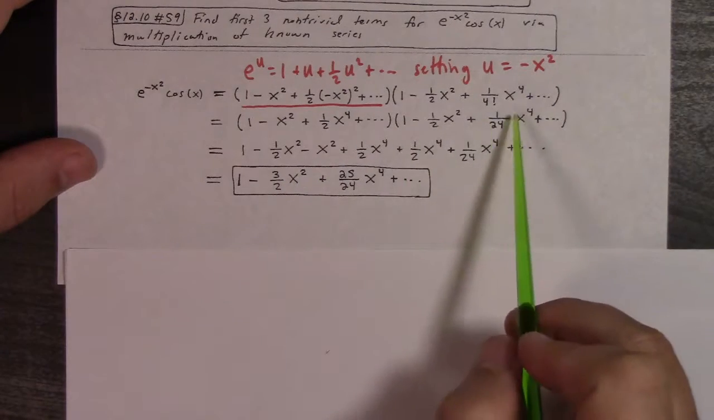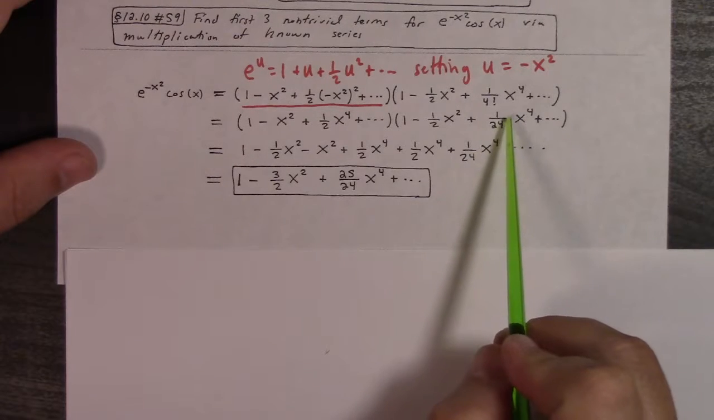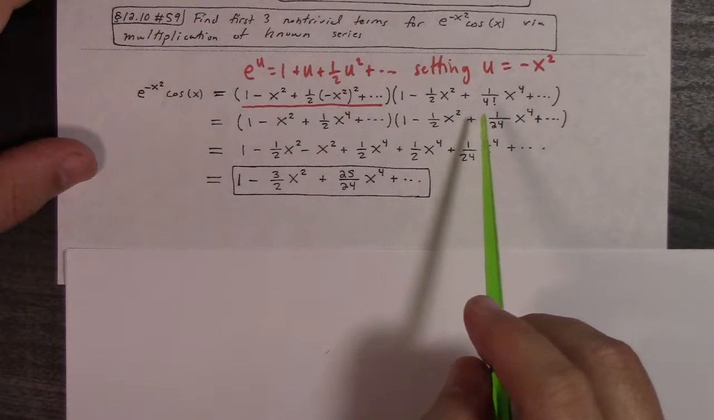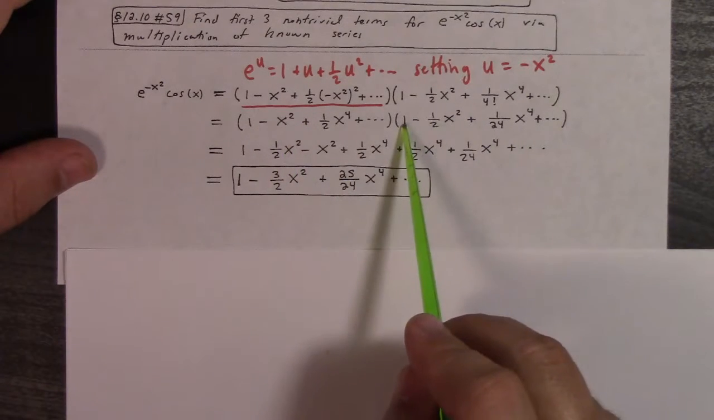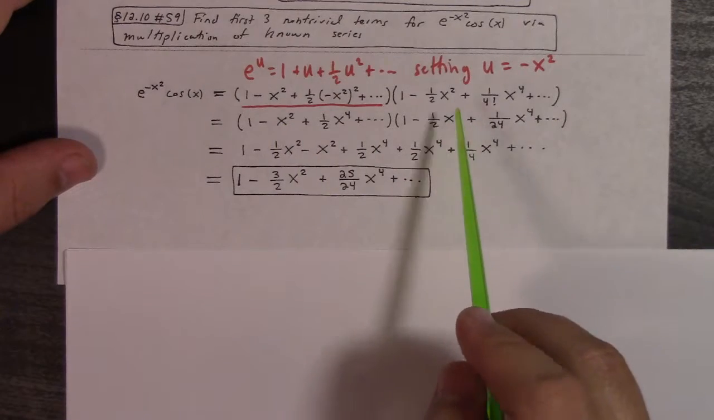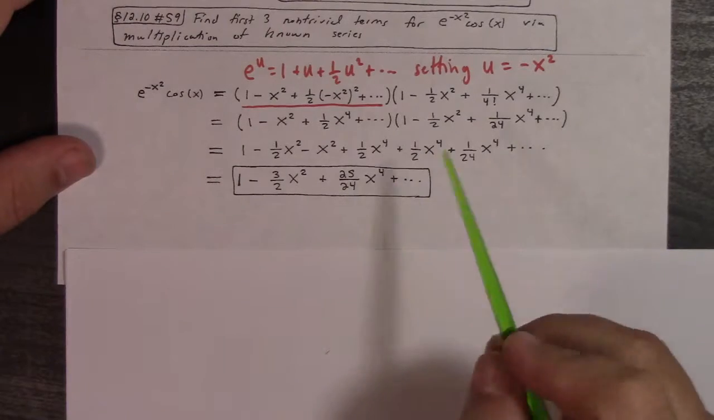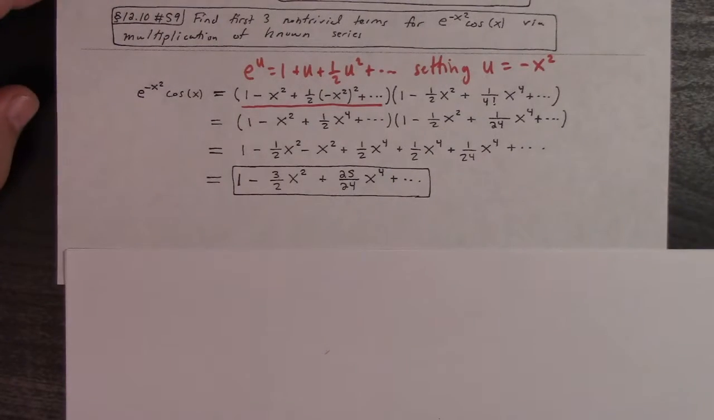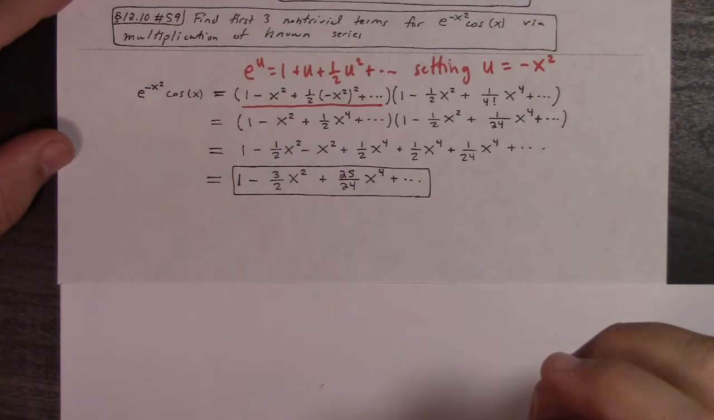And then next up is x to the 4th, because 1 times x to the 4th gives me x to the 4th. There's no way to get a cube or a linear term in here. So it's just going to be 1 times x to the 4th, and then 1 times that, 1/2 x to the 4th, and then the product of the x squared terms. When you put all those together, you get 25 over 24. And there you go, first three terms in that. So I hope this helps you see how we do some calculations with power series.